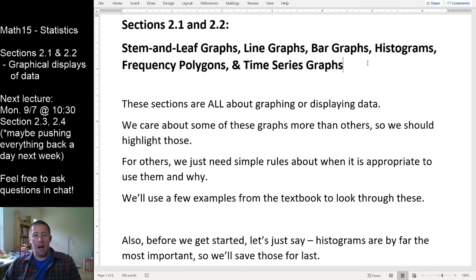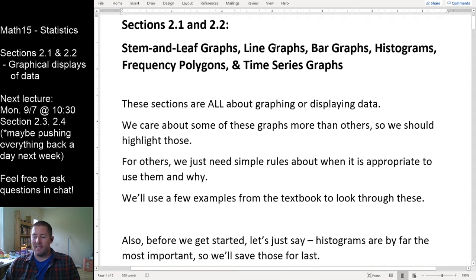If that happens, I am certainly going to send you guys a Canvas announcement by the end of this week to let you know what our actual plan is for next week. So I'll let you know. I haven't decided yet, but I'll make sure that everybody knows. So we are maybe pushing everything back a day next week. And that'll be sensible since Monday is technically a day off anyway.